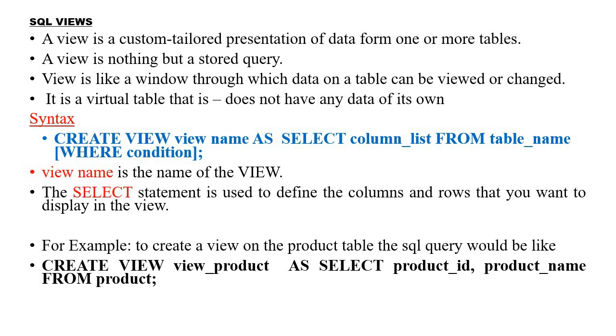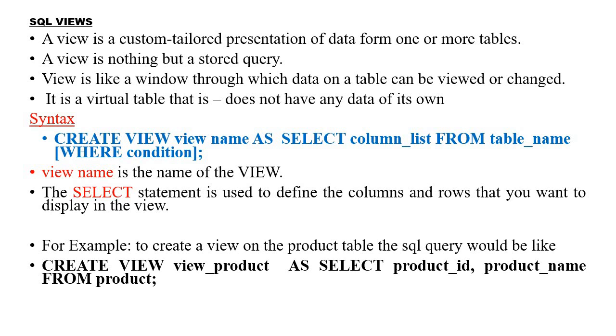So a view is a custom tailored presentation of data from one or more tables. A view is nothing but a stored query. A view is like a window through which data on a table can be viewed or changed. It is a virtual table, so it does not have any data of its own.